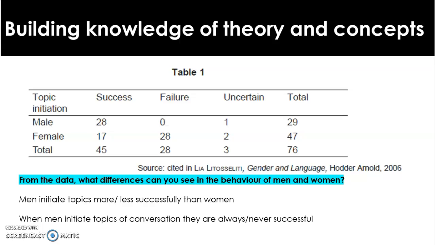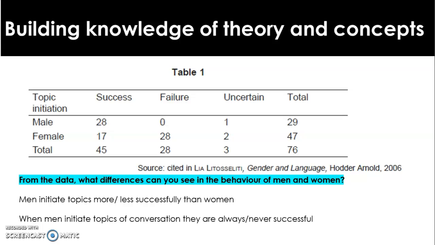Now down here it says that in this data there's a distinction between men and women. So how men initiate topics and whether they're successful, failure, or uncertain, and whether women initiate topics and whether they're successful, whether they fail, or whether they're uncertain. You've also got two lots of total columns here. In total, there were 45 successful topic initiations, 28 failures, 3 uncertain moments, and in total, across this whole study, 76 initiations that were looked at. But my question for you, and I'm going to ask you to pause and think about this, is from the data, what differences can you see in the behaviour of men and women? How are they behaving differently?